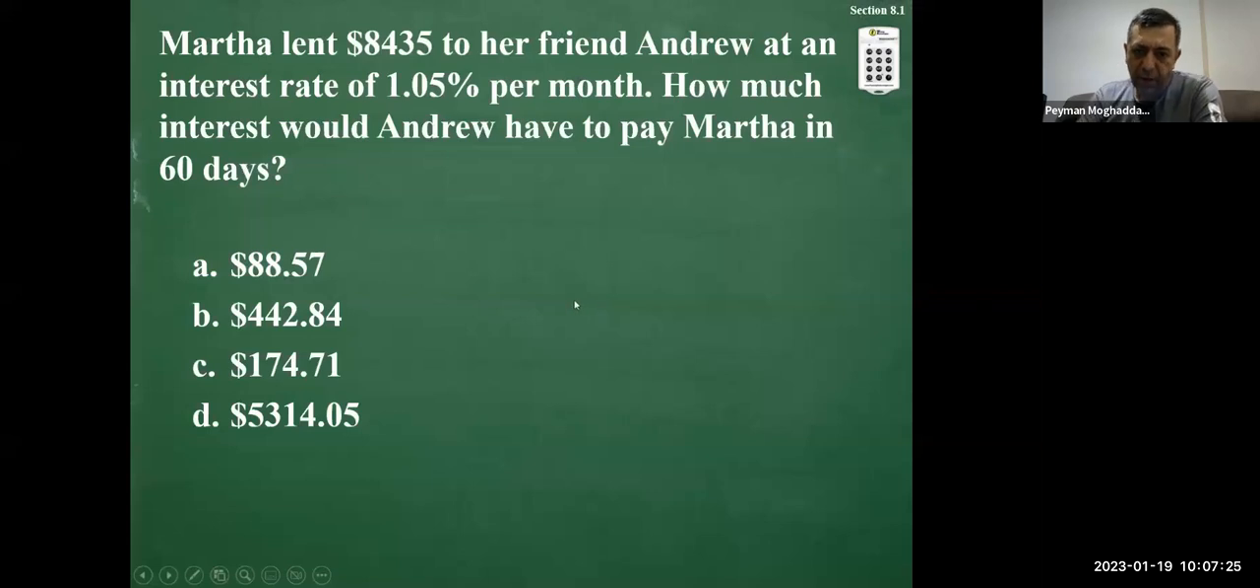All right, another question. I'll give you guys a few minutes for this. Martha lent $8,435 to her friend Andrew at an interest rate of 1.5% per month. Okay, it's not per annum, guys, per month. How much interest would Andrew have to pay Martha in 60 days? All right, I'll give you a few minutes for this as well.